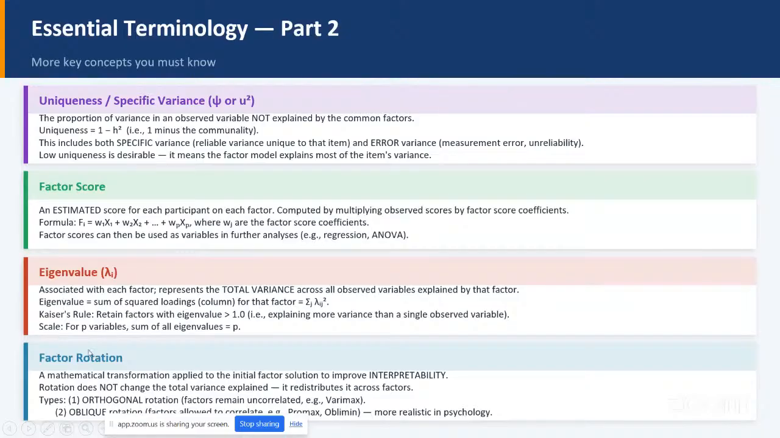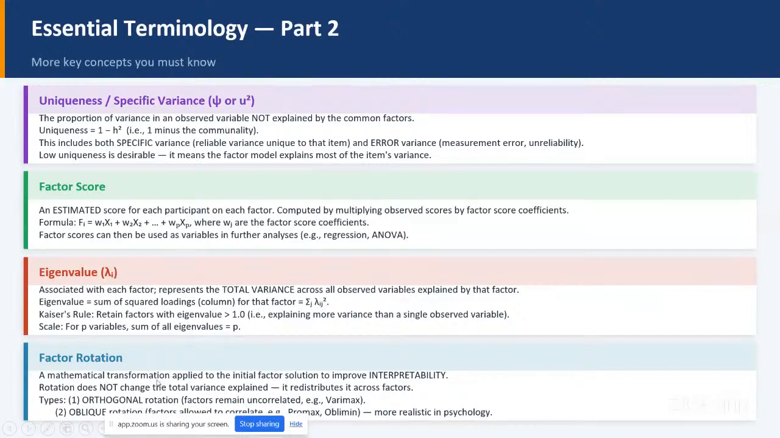Which scale do we use? For p variables, I have mentioned it in the factors code, the sum of the eigenvalues will be p. On average each eigenvalue will be 1, and if it is greater than 1, then it explains more variance, so for the ideal case we consider 1. So the sum of all the eigenvalues will be p.